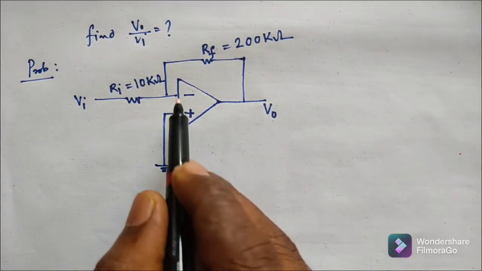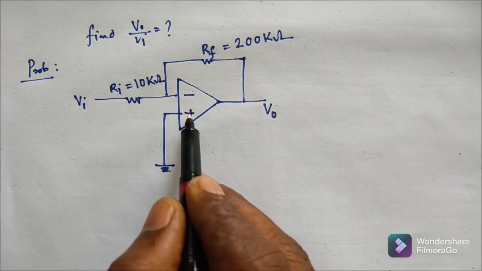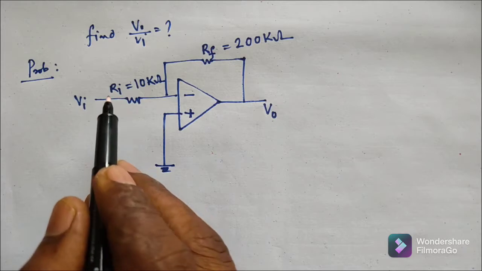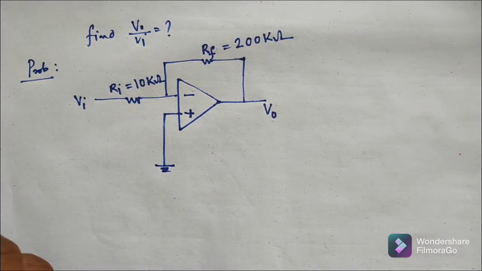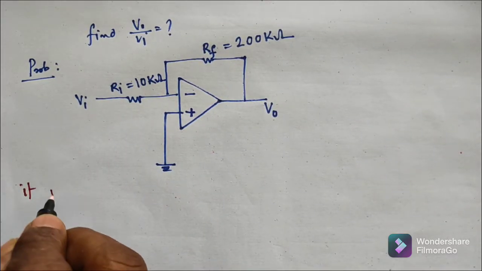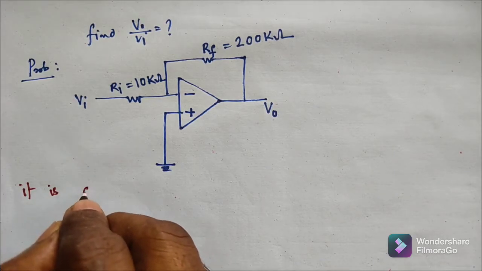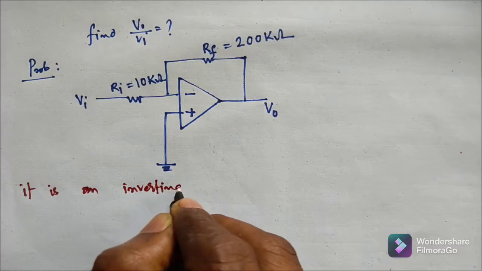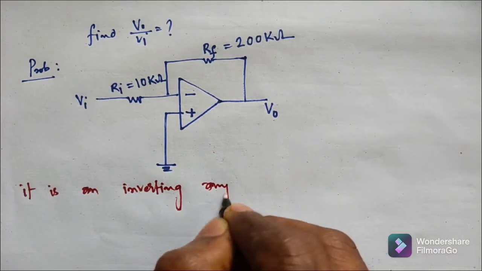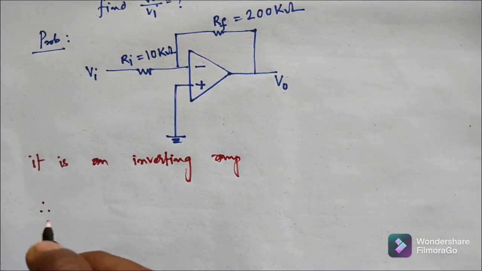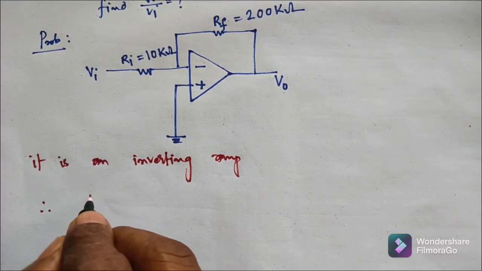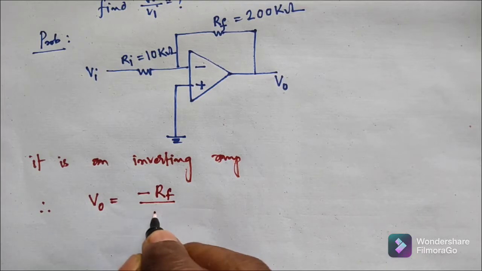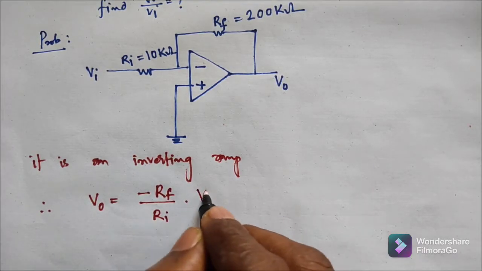The operational amplifier has two terminals, a negative terminal and a positive terminal. If the input voltage is connected to the negative terminal, it is called an inverting amplifier. So the solution for this: it is an inverting amplifier. For the inverting operational amplifier, the formula is V0 is equal to minus Rf by Ri into Vi.